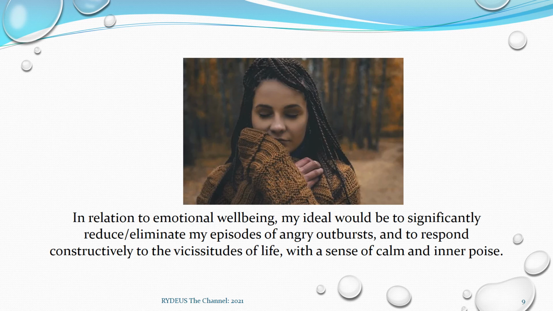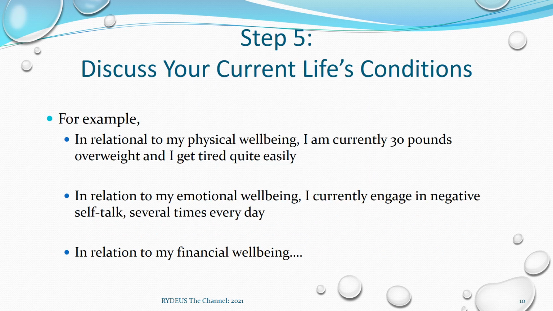So, step 4. Identify your ideal in the respective dimensions. Step 5. Discuss your current life's conditions that you're experiencing in relation to each dimension. So here's an example. In relation to my physical well-being, let's say I am currently 30 pounds overweight and I get tired quite easily. That's what's going on in my life at this point.